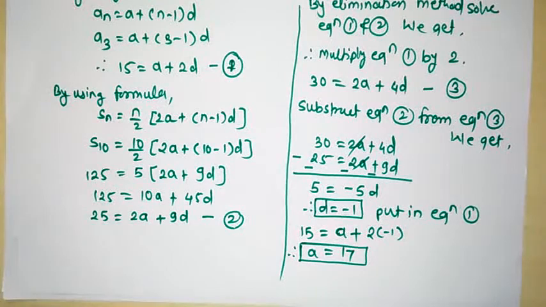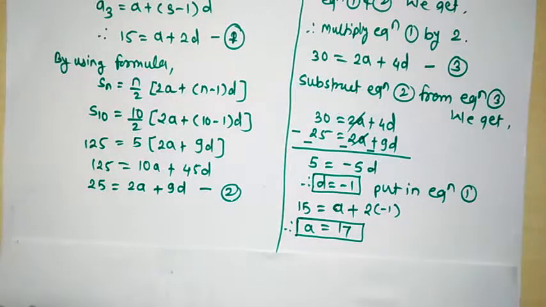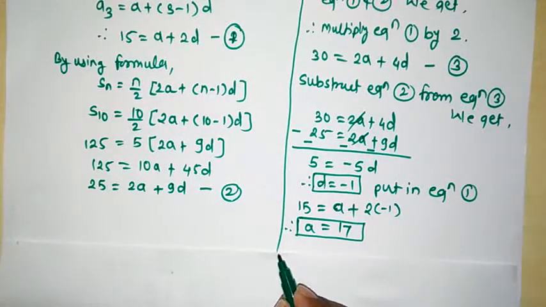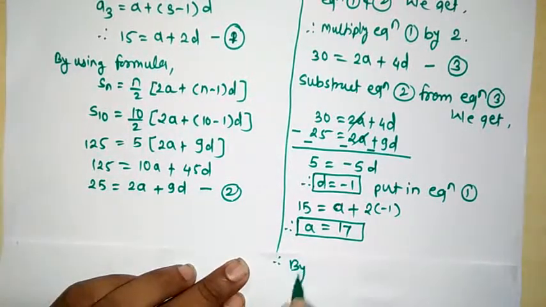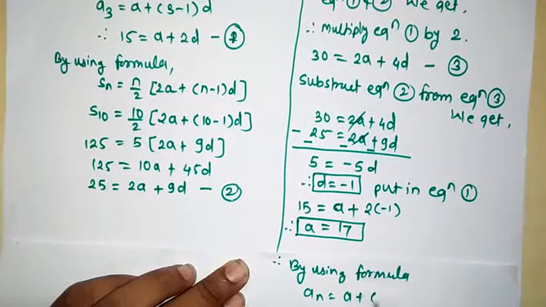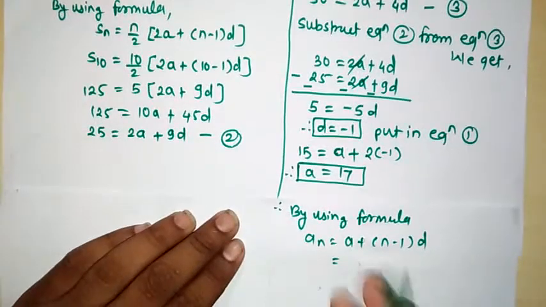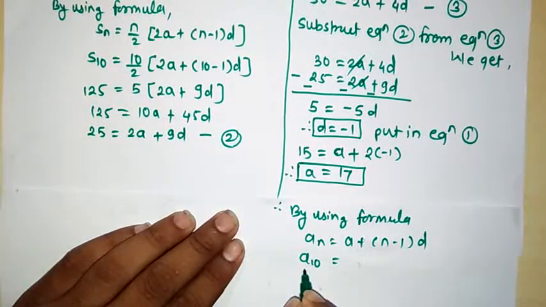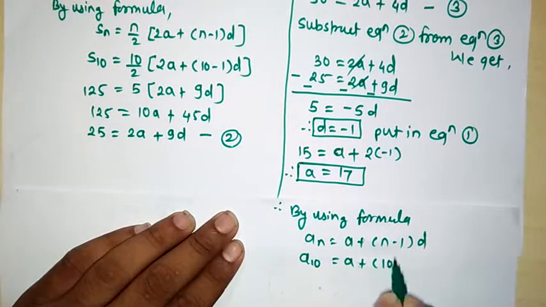Here we got the values of d and a, but we have to find the value of a10. Therefore, by using the formula an is equal to a plus n minus 1 into d, we have to find the value of a10. Therefore, a10 is equal to a plus n minus 1, that is, n will become 10 minus 1 into d.